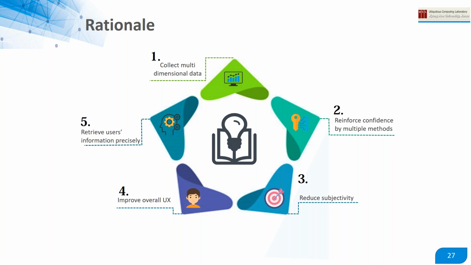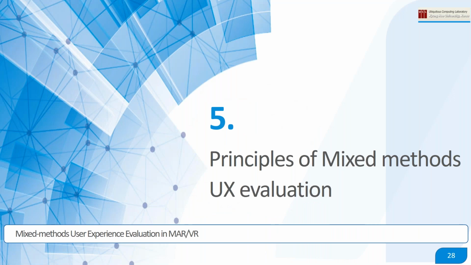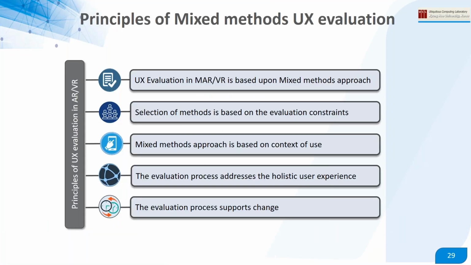And we can collect precise information about the users, because we are using multi-methods. We can get more information about individuals while they are interacting with your product. For the Lean UX process, we define five principles. Based on these principles, we define the process, which we call conformance criteria. These are the five principles.